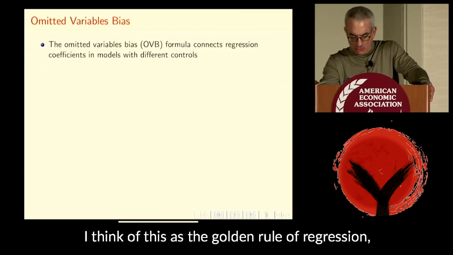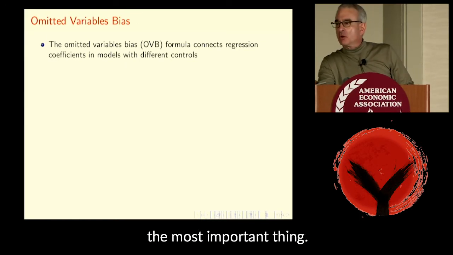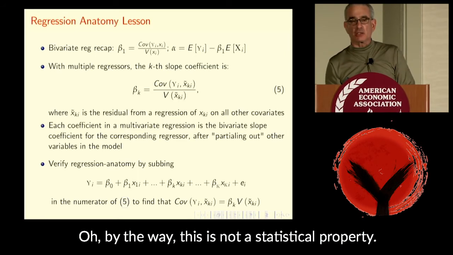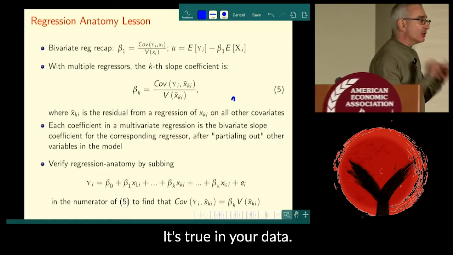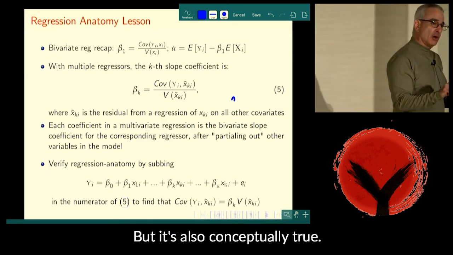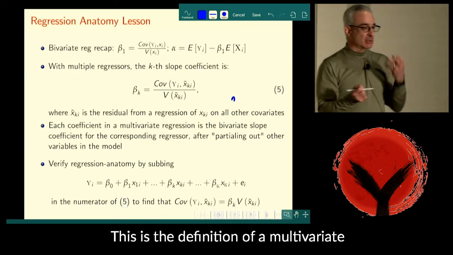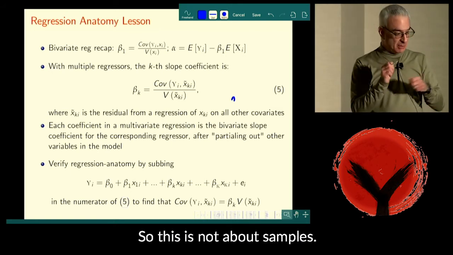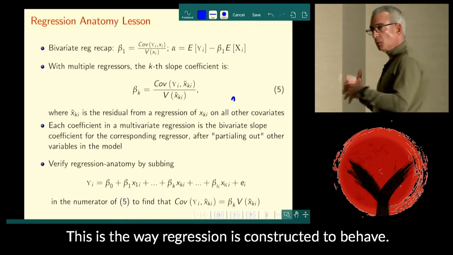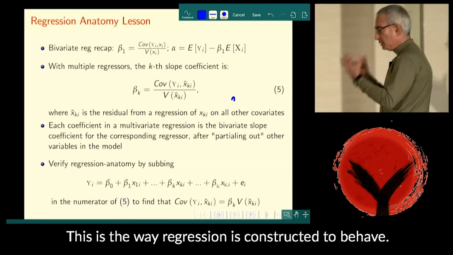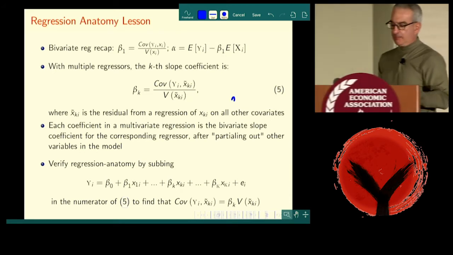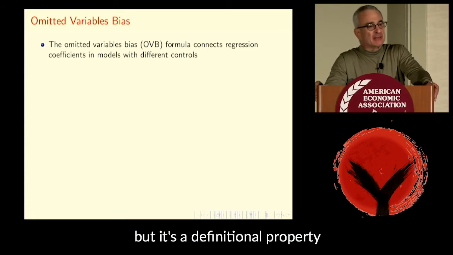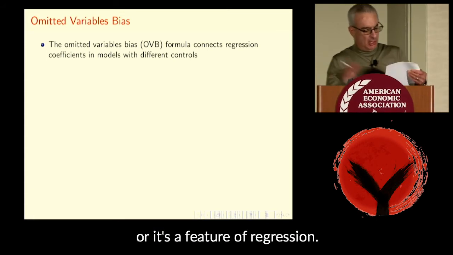I think of this as the golden rule of regression, the most important thing. By the way, this is not a statistical property. It's true in your data, but it's also conceptually true. This is the definition of a multivariate regression coefficient. So this is not about samples. This is the way regression is constructed to behave. Omitted variables is the same. It's not a statistical property, but a definitional property, a feature of regression.